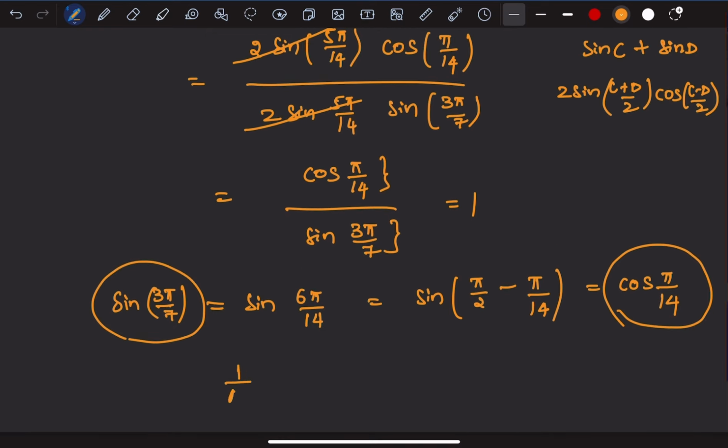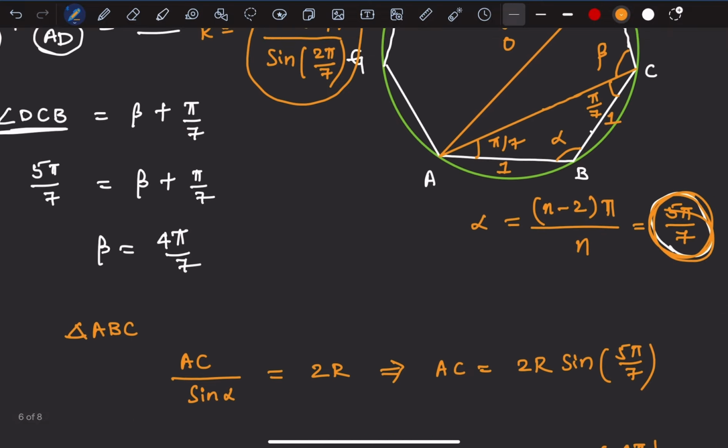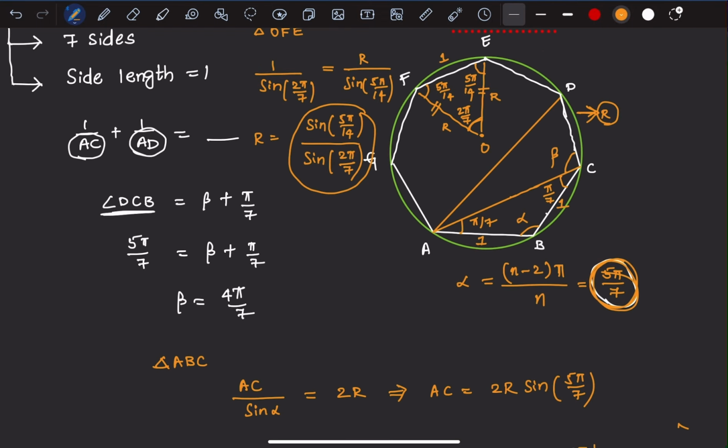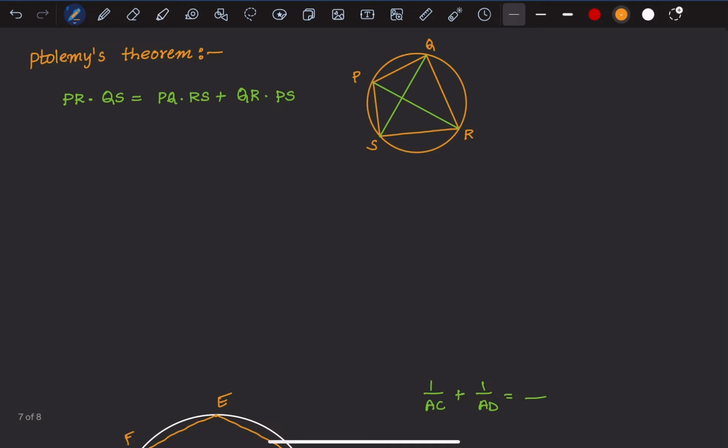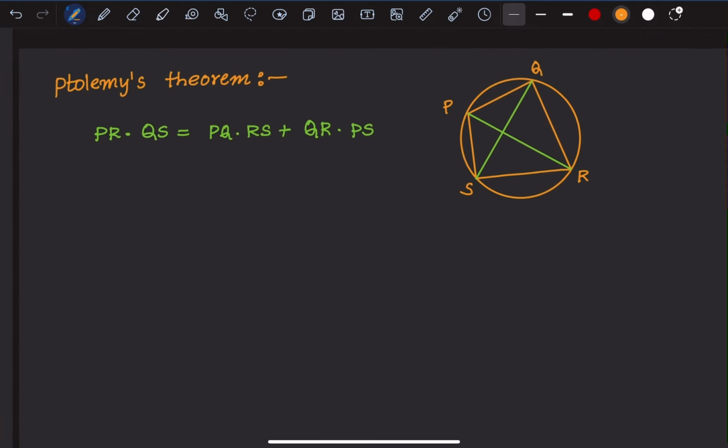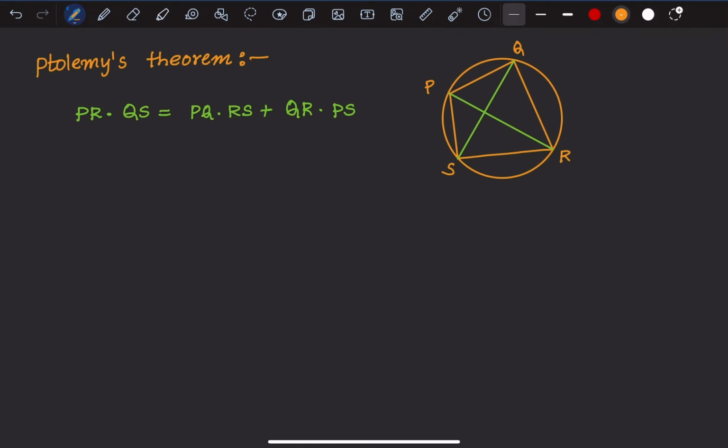So your 1 by AC plus 1 by AD is simply 1. This is a very famous result and you have to remember it. Alright, so this is how you solve this question using trigonometry. Now let us see how this question can be solved using Ptolemy's theorem. That trigonometric solution is very cumbersome and time taking. It is calculative also, and it is very easy to make mistakes in that method. Now let us see what Ptolemy's theorem is and solve the question using it.